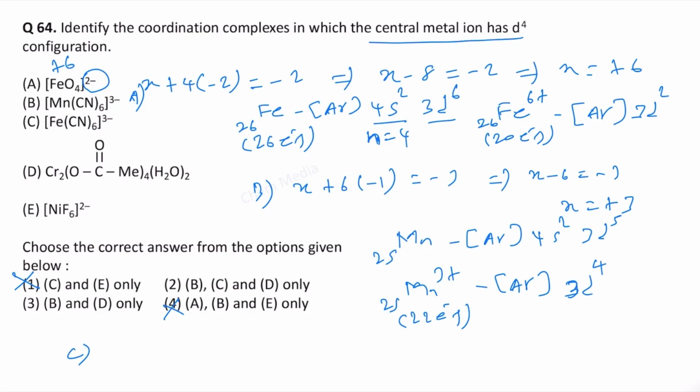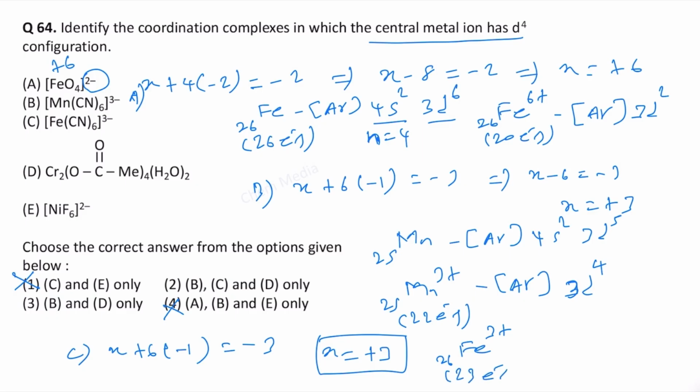We have the hexacyano iron complex. So X plus 6 times -1 is equal to -3. Therefore X equal to +3 in this case also. So this means the ion is in +3 oxidation state. We have 23 electrons. Therefore this will be argon, and then 4s2 electrons are gone. 1 electron from 3d6 is gone. Therefore 3d5. So C shouldn't be there. This means option 2 is also wrong. That means option 3 is the correct choice.